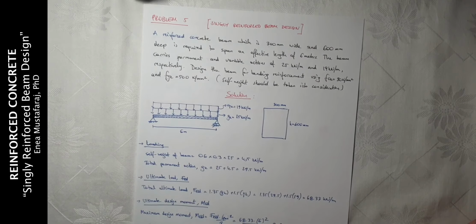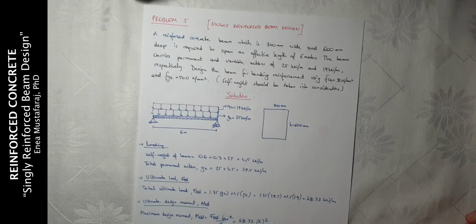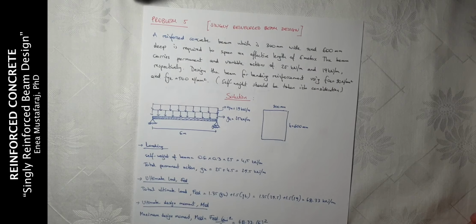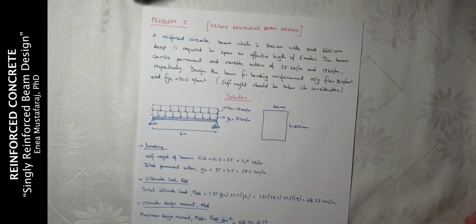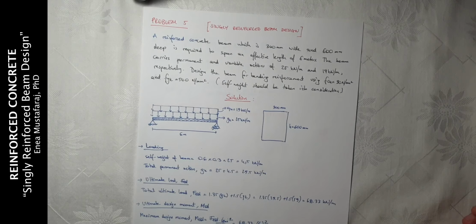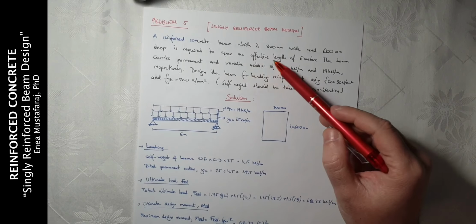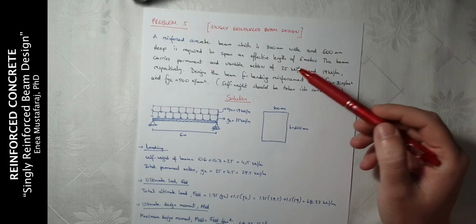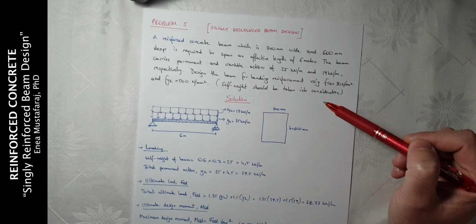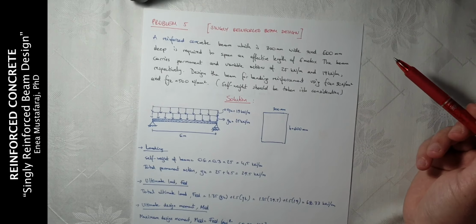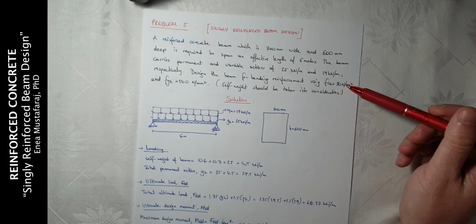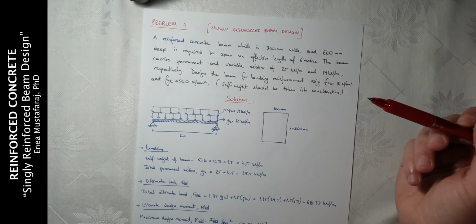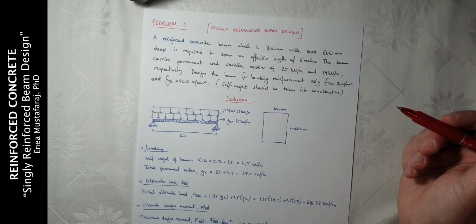In problem number 5, it is again about singly reinforced beam design, and we are given a reinforced concrete beam, which is 300 millimeter wide and 600 millimeter deep, and is required to span an effective length of 6 meters. The beam carries permanent and variable actions of 25 and 19 kilonewton per meter respectively. Design the beam for bending reinforcement using concrete class 30 Newton per millimeter square and FYK as 500 Newton per millimeter square.